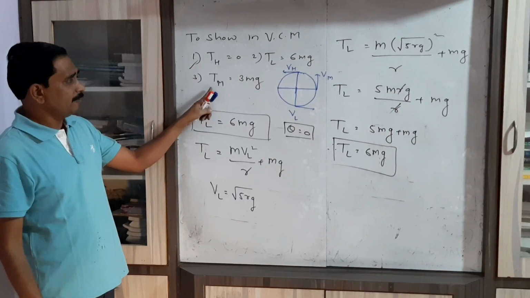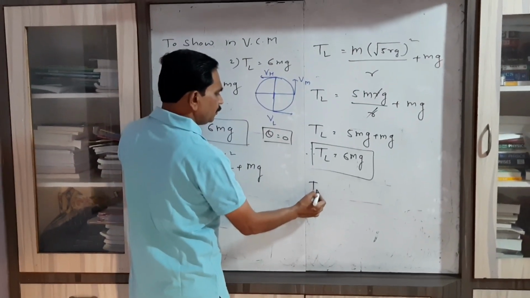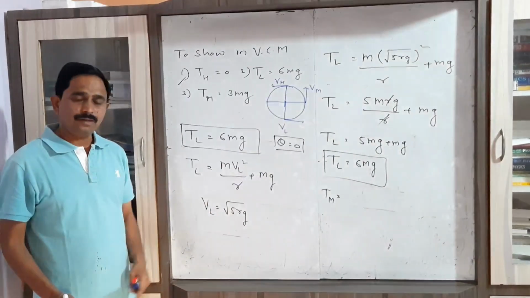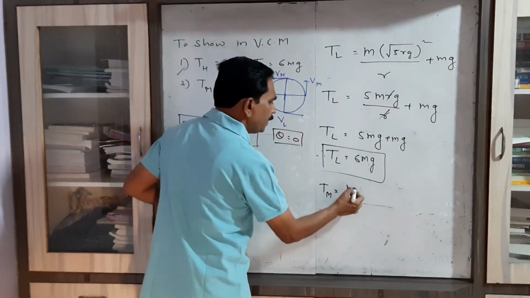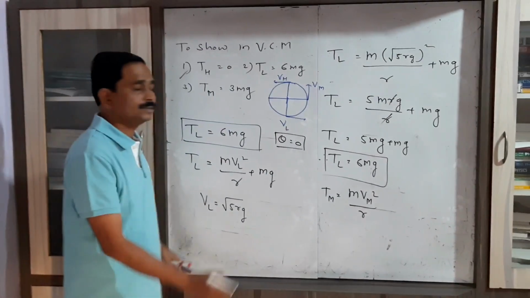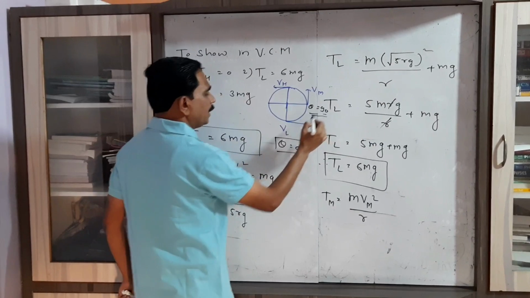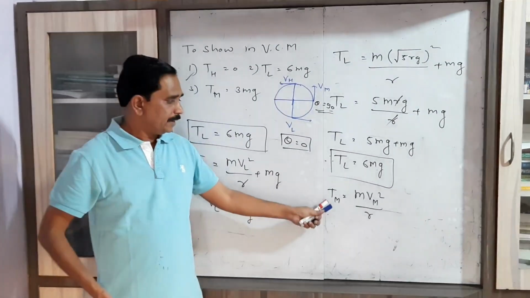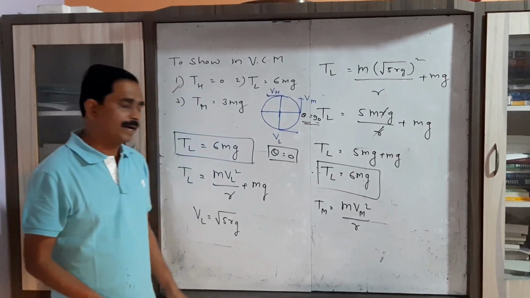Now similarly we can prove the tension at the middle position. For that, use the same formula but for the middle position. I write here it is simply m v_m square by r, because at the horizontal position theta equals 90 and cos 90 is 0. Therefore the formula becomes the tension at middle position equals m v_m square by r.